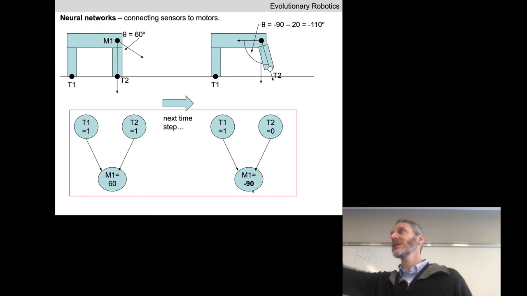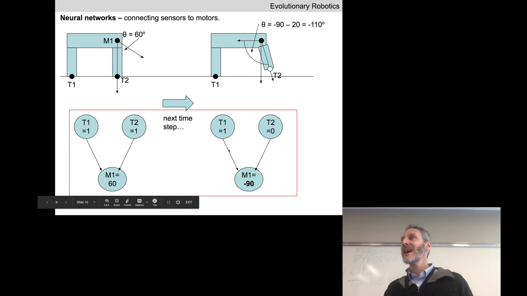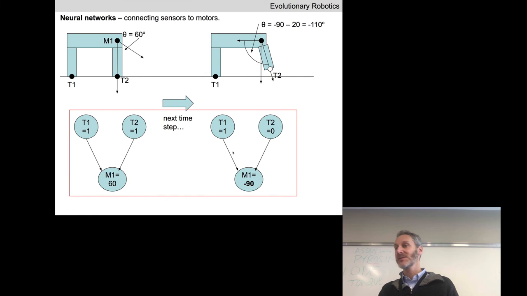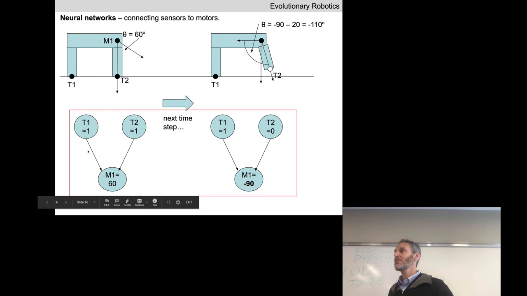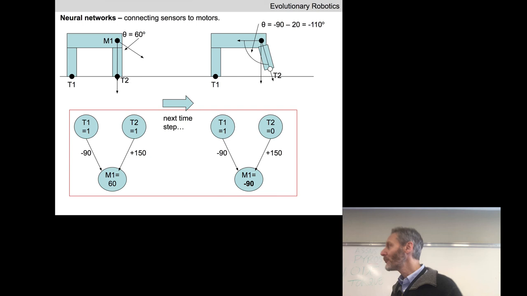When we know that the synapse is for T1 -1, you know that this weight has to be minus 90, right? Because it's got to be 1 times X plus 0 has to equal minus 90. So 1 times X equals minus 90 means X is minus 90. So this weight is minus 90. What's the other weight? 150, right? Okay, kind of weird weights for a synapse, but there you go.